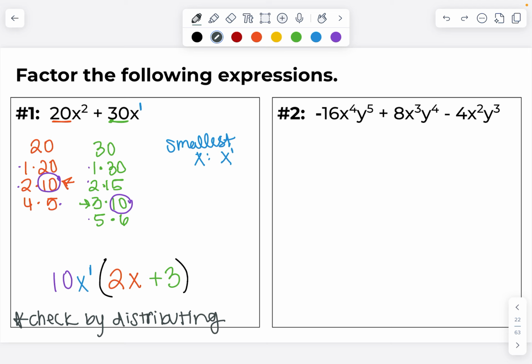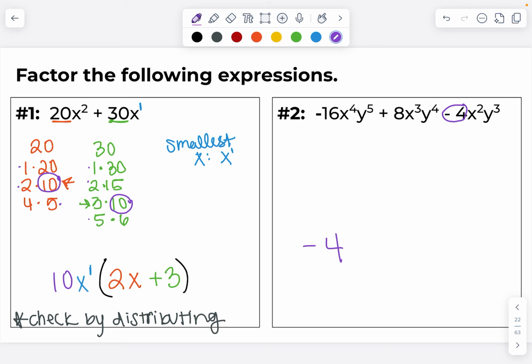If we look at example number 2, I'm going to show you a shortcut. Instead of writing out the list of factors, you could ask, what is my smallest number? I have a negative 16, a positive 8, and a negative 4. The smallest one is the negative 4. Then just test it. Does negative 4 divide into 16? Yeah. Does it divide into 8? Yeah. So for my GCF, I'm going to pull a negative 4 out.